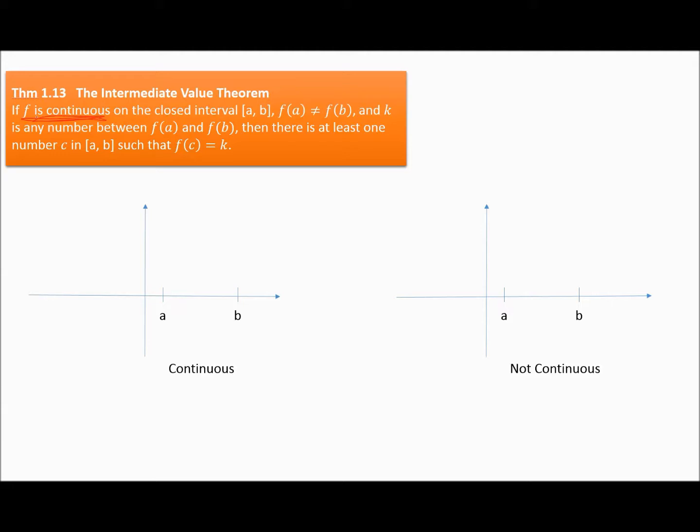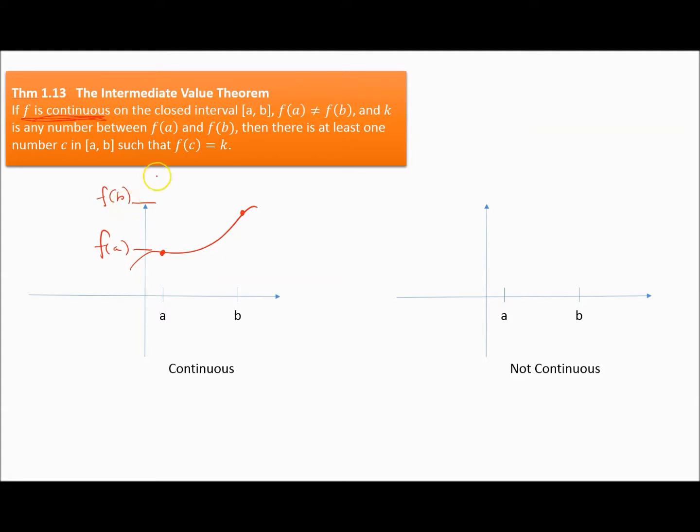Okay, so first of all, let's set this up in a picture form. So f is continuous on AB. So let's just draw something. There you go. That's continuous, right? And it says f of A is not equal to f of B. So here's f of A. If I plug A into the function, there's f of A. Okay. I plug B into the function, here's f of B up here.